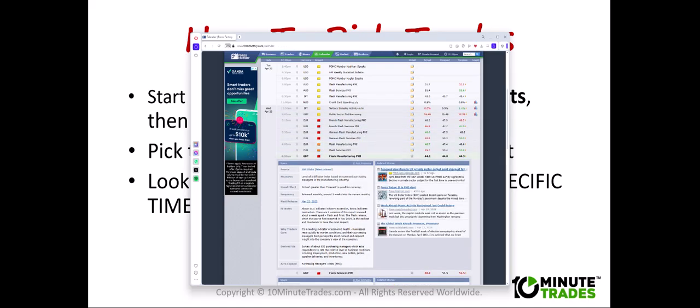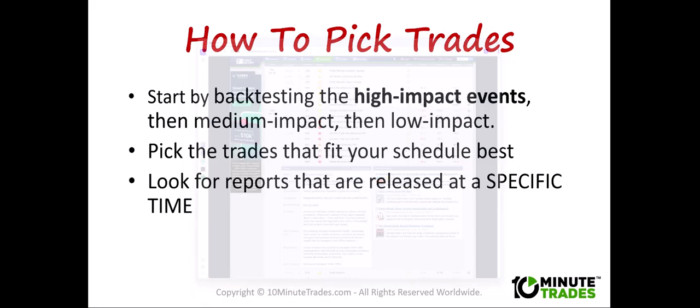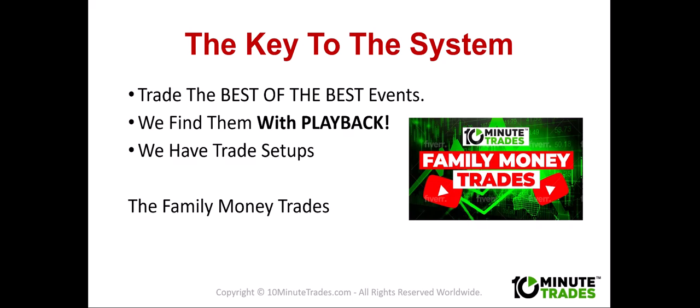investing.com, tradingeconomics.com, and we also use financialjuice.com. Financial Juice Pro is what we use to help us trade the news. Okay. The key to the system, like I said before, trade the best of the best events. We call them our family money trades. We find them with market playback. Okay? That's one of the most important tools that we use.